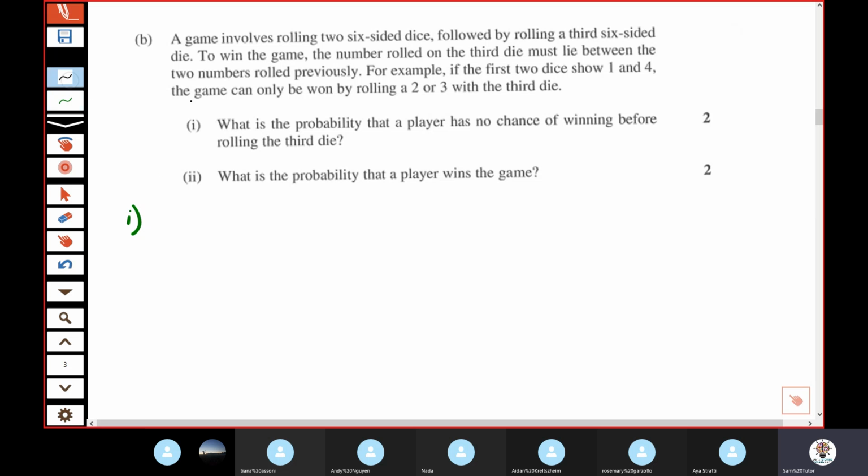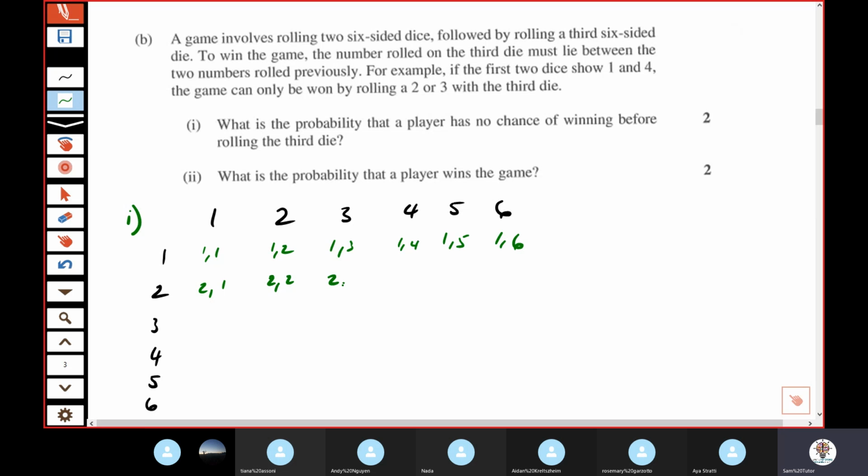Okay, so let's play the game as always. What is the probability that a player has no chance of winning? So let's just list them out real quick. 1, 2, 3, 4, 5, 6, and then all the numbers are 1,1; 1,2; 1,3; 1,4; 1,5. I think we get the idea. 2,1; 2,2; 2,3; 2,4; 2,5; 2,6. I want to be faster now, as fast as I can.